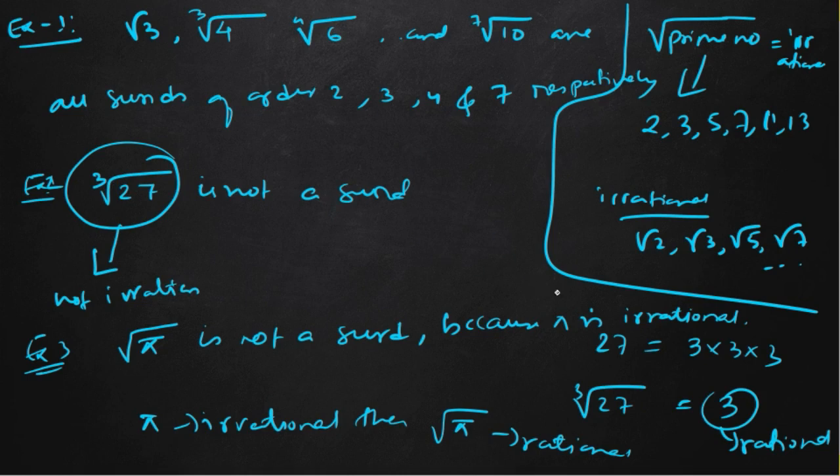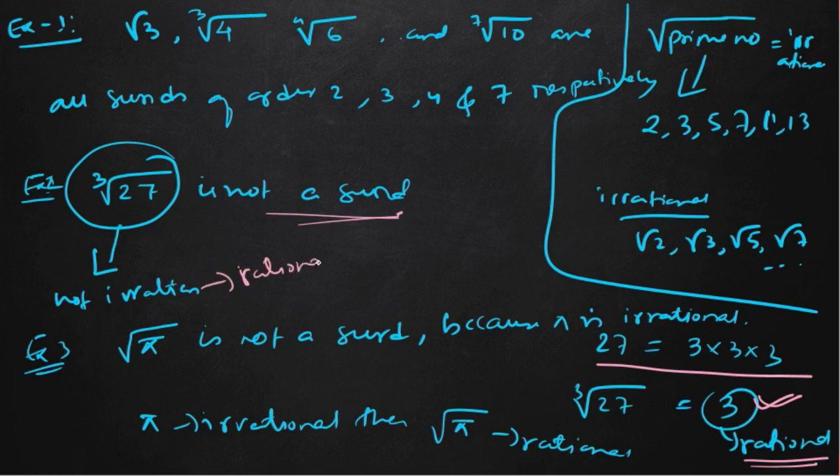Why is the cube root of 27 not a surd? Because 27 can be written as 3 into 3 into 3, that means the cube root of 27 is 3. So here the cube root of 27 is not irrational, it is a rational number, that's why it is not a surd.